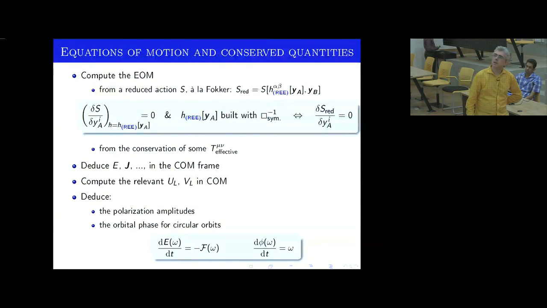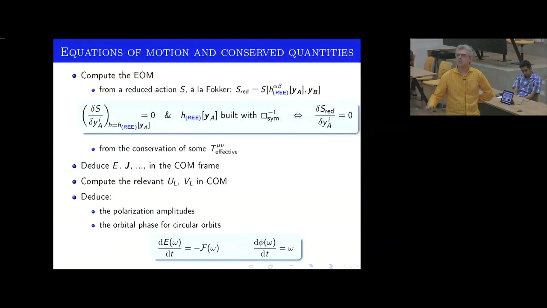Another method is to use an effective stress energy tensor and to derive the equations of motion from the conservation of this stress energy tensor. Once we have the equations of motion, we compute the conserved quantities, notably E and J, in the center of mass frame. We then compute the source moments and the radiative moments using what I explained in the previous slides, the first part of the talk.